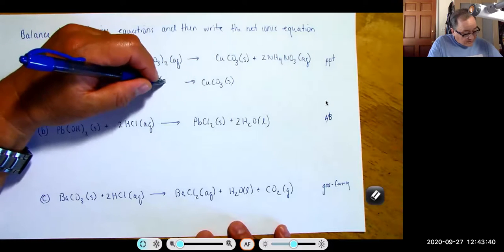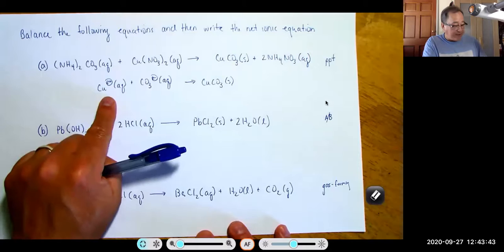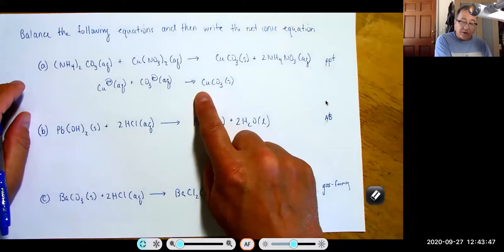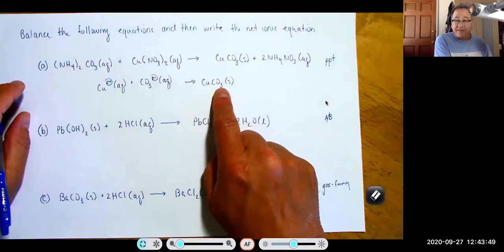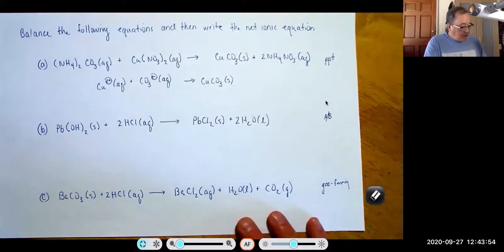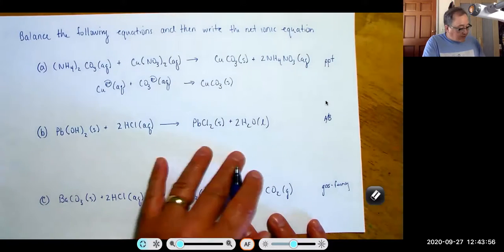And you might wonder, how did he know that was a 2 plus so quickly? And the answer is, I can see there's one of each ion here, one copper, one carbonate. I know the carbonate's a -2, so the copper has to be a +2. So what is the net ionic here?